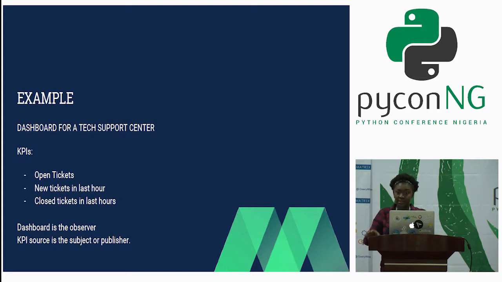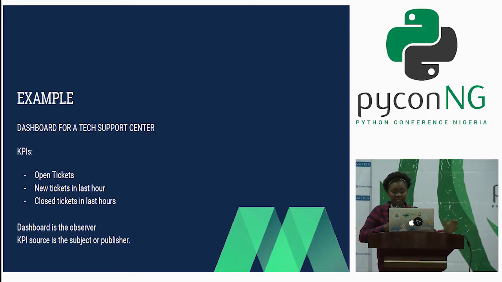I hope that's understandable. The dashboard, let's say we open the page, and the page is a dashboard. Now, this dashboard is the observer. The publishers are the open tickets, the new tickets, and the closed tickets.